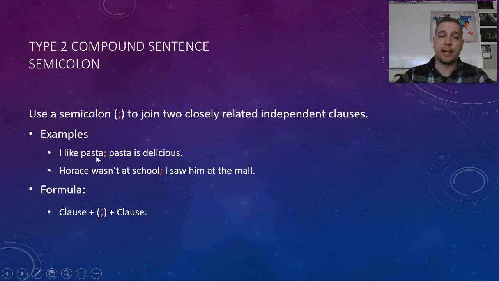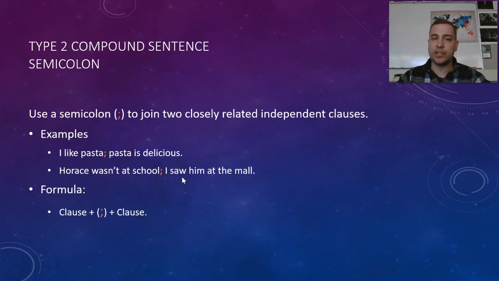So you can say, I like pasta, semicolon, pasta is delicious. Horace wasn't at school, semicolon, I saw him at the mall. And so what this does is instead of using a period, which is a full stop, the semicolon gives your reader the idea, like, listen, what's coming next is going to be related to what I just said, just in general, right? And so it really helps your reader.